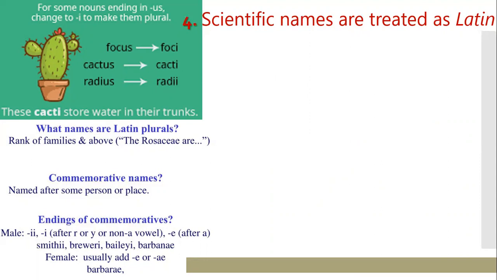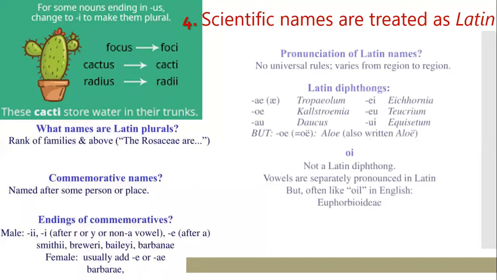So, commemorative names, those are the names after a person or place. Specific or infraspecific commemorative names are usually treated as genitive case and must have genitive endings. For example, for the female, after a vowel other than a, or after a consonant, usually add -e or -ae. So those are the examples.